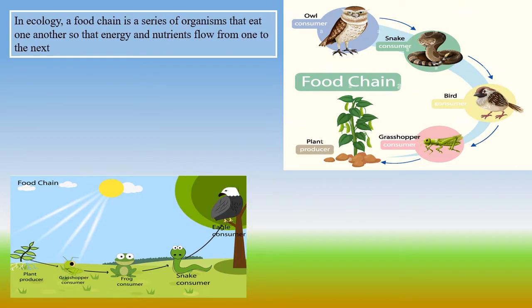In ecology, a food chain is a series of organisms that eat one another so that the energy and nutrients flow from one to the next. Now, we can take a look at how energy and nutrients move through an ecological community.